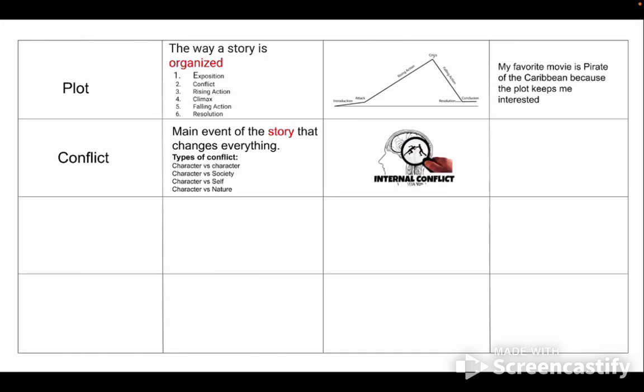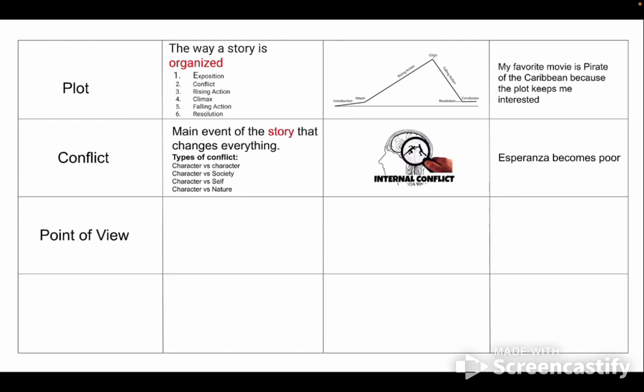So to help me remember what conflict is, I did this internal conflict. So it's not something happening outside of him. It's the character trying to deal with something inside of them. Whatever you want to draw to help you remember what conflict is, put it there. And then my connection to conflict is I just know that the conflict in Esperanza Rising is that Esperanza becomes poor. That's the connection that will help me remember.